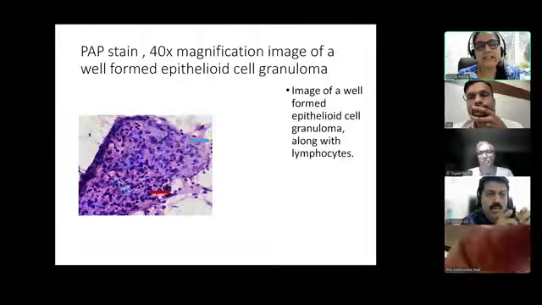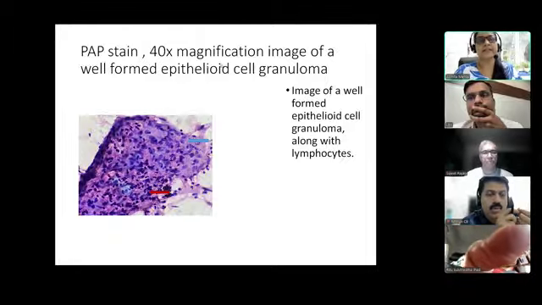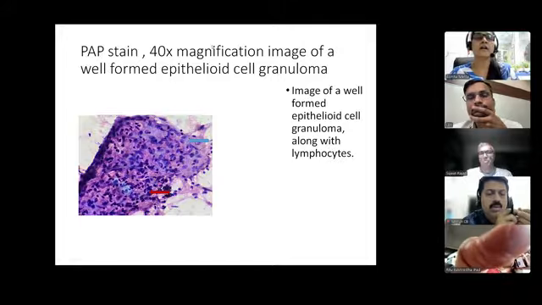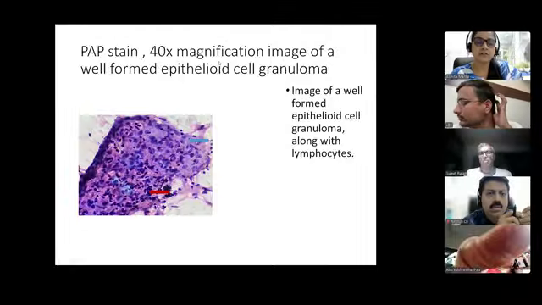But it cannot be done on cytology slides. You need biopsy slides, that's what you are saying? If we have a cell block, we can do it on cytology.